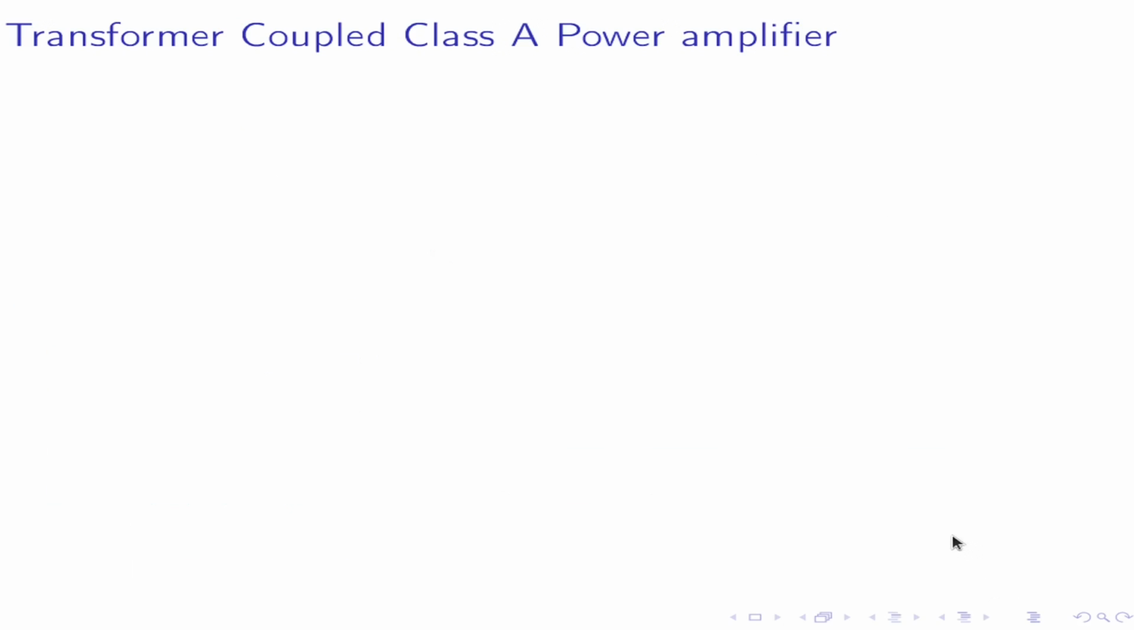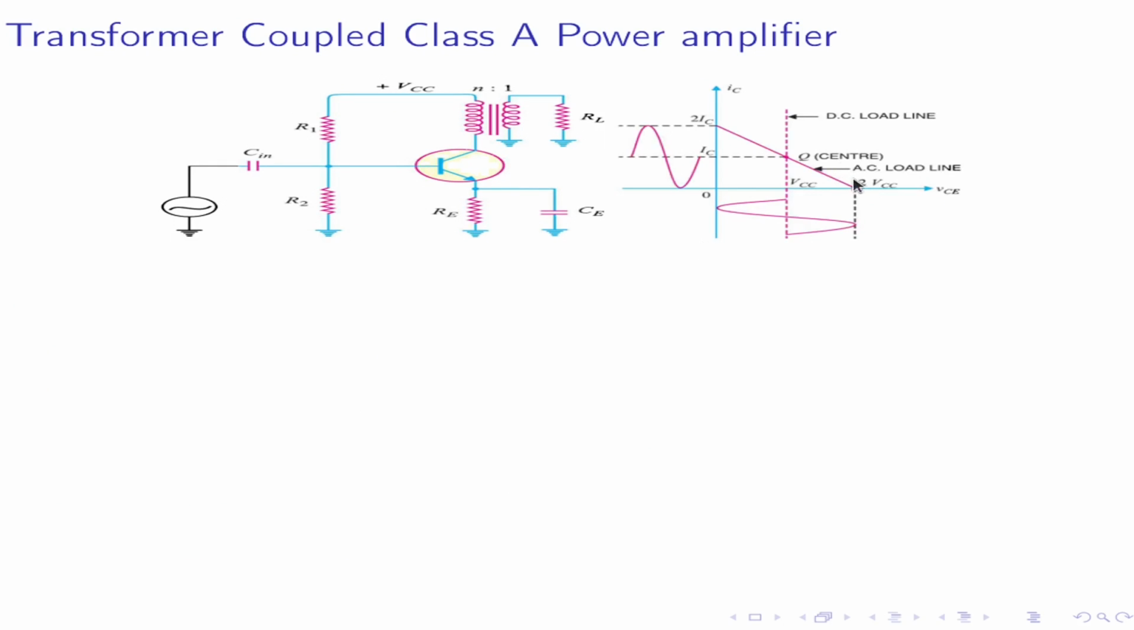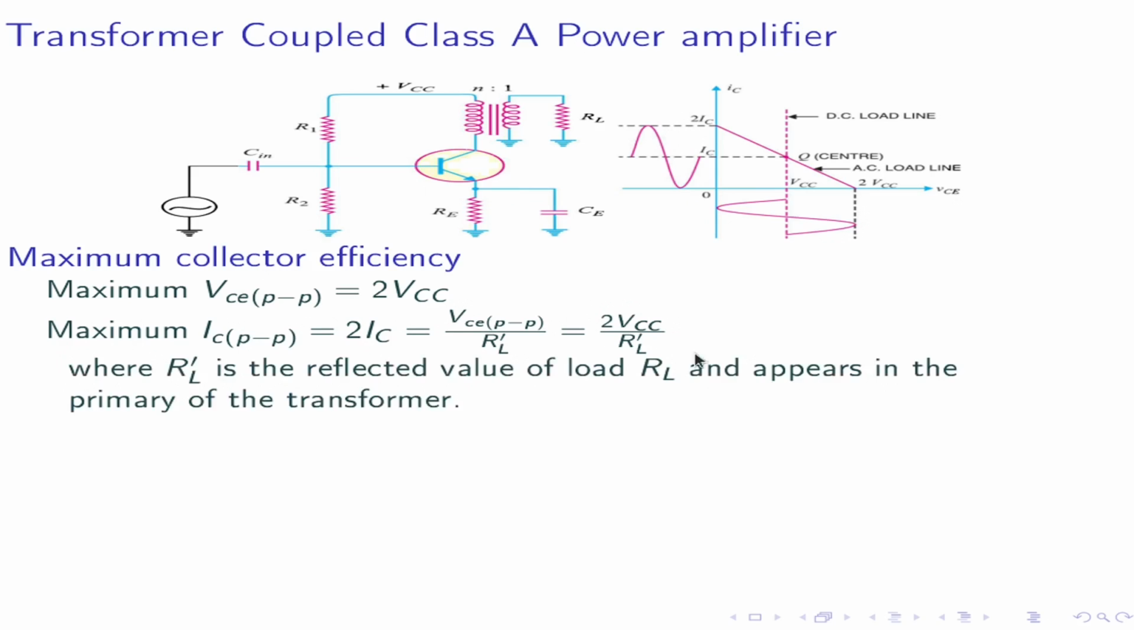Transformer coupled Class A power amplifier. This is the transformer coupled Class A power amplifier and the graphical representation. Here a transformer is used at the collector of the transistor. Maximum collector efficiency can be calculated as follows. Maximum VCE peak to peak is 2 times VCC. Maximum IC peak to peak is 2 IC. That's equal to VCE peak to peak divided by RL prime, that is equal to 2 VCC by RL prime, where RL prime is the reflected value of load RL and appears in the primary of the transformer.